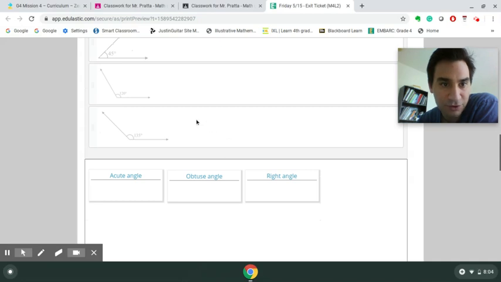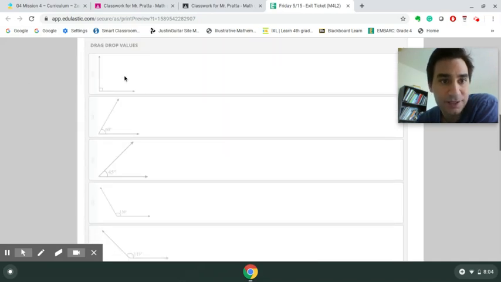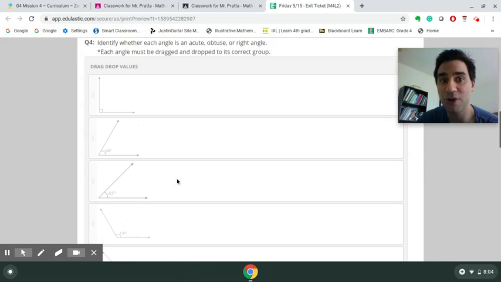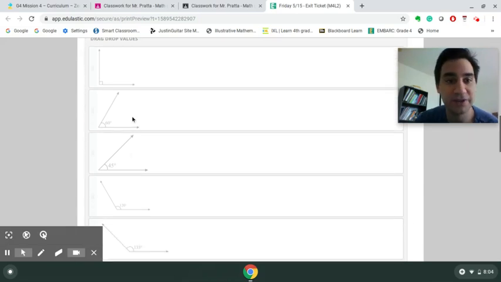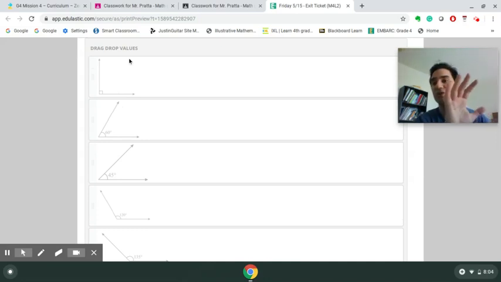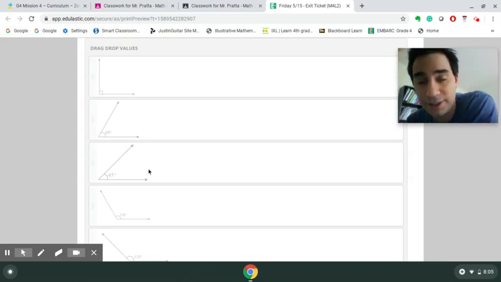What they're going to have you do is you're going to have some options here. You want to grab it and drag it into the correct place. You have to use all of these angles. We have 1, 2, 3, 4, 5. You have to use all 5 angles. This is a 5-point question. They all belong in a category, so choose carefully. Some are obtuse, some are acute, and some are 90 degrees.